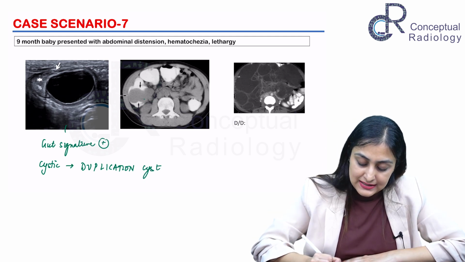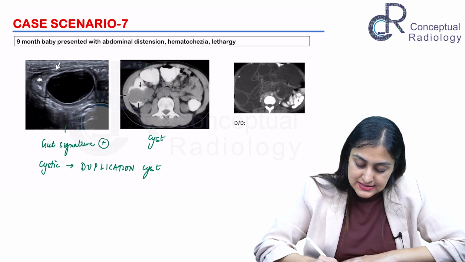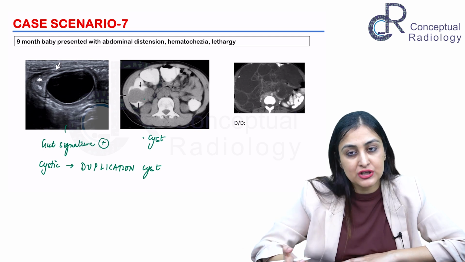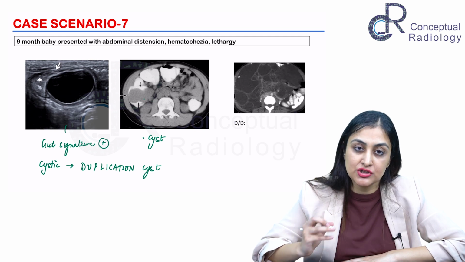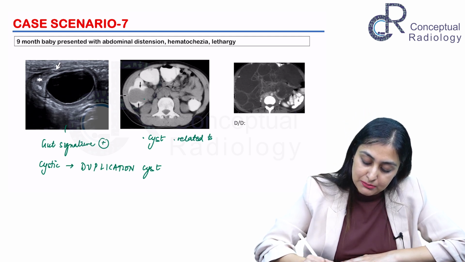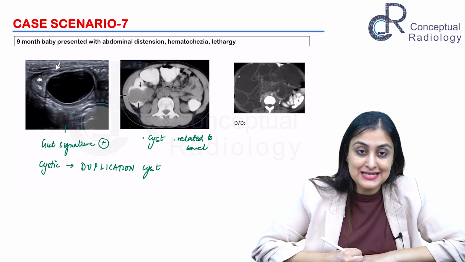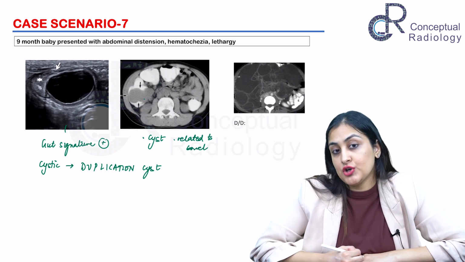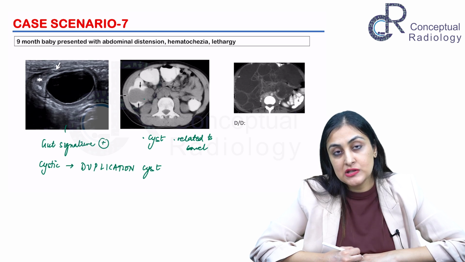On the CT scan, again, what you're going to see is a cyst here. You can have peripheral enhancement if there's secondary infection, but this is a cyst and you see that it is related to the bowel. So that is how the CECT helps us. But the workhorse again is going to be ultrasound in this case.